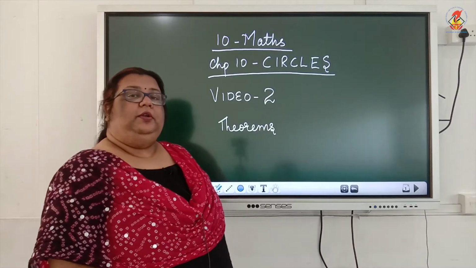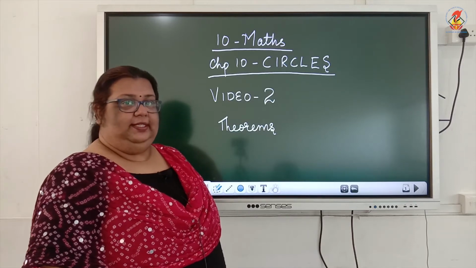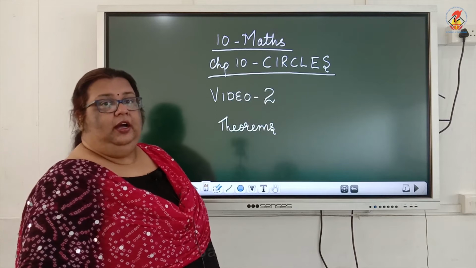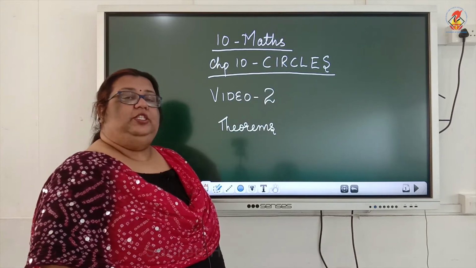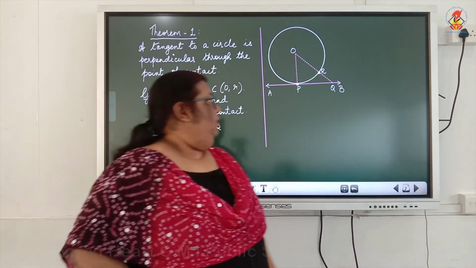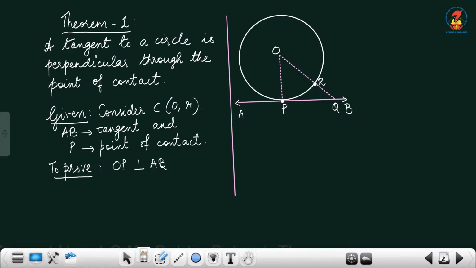Now we will learn about some properties of tangents. We do two properties of tangents, and the properties of tangents are in the form of theorems. Our first theorem: a tangent to a circle is perpendicular to the radius through the point of contact.